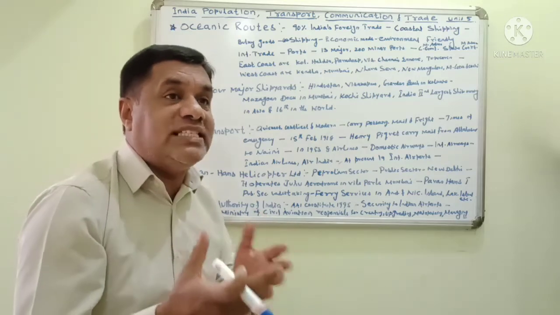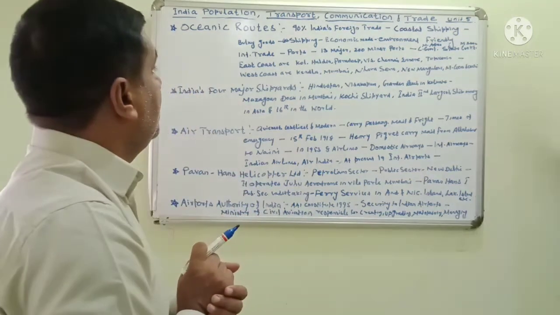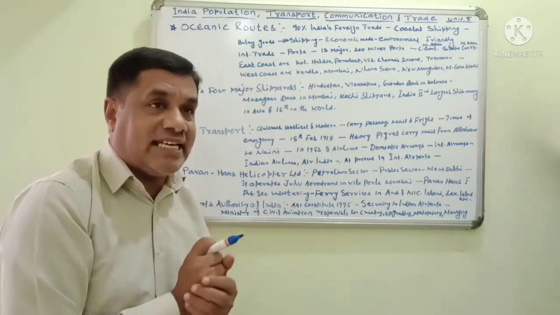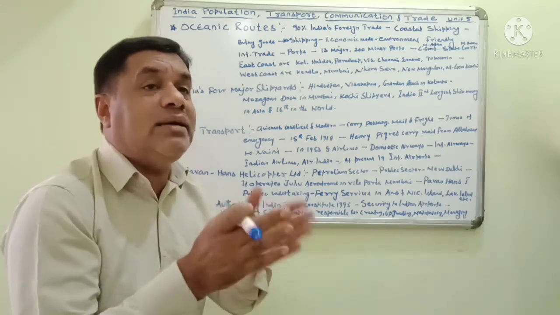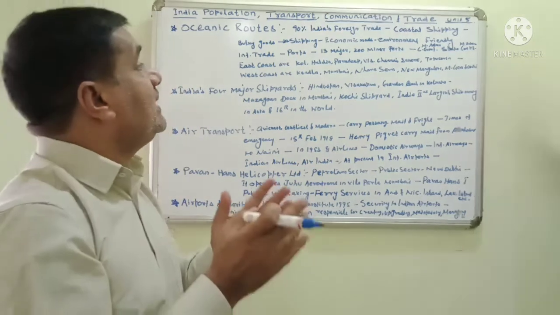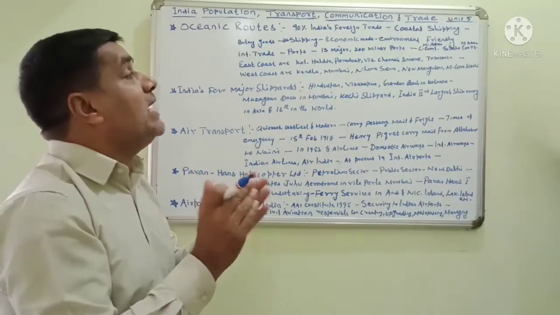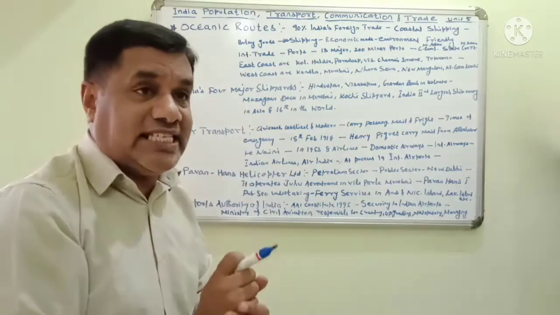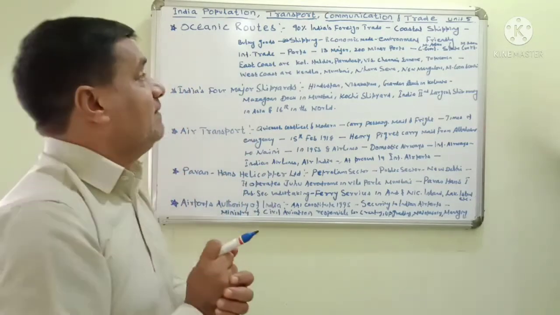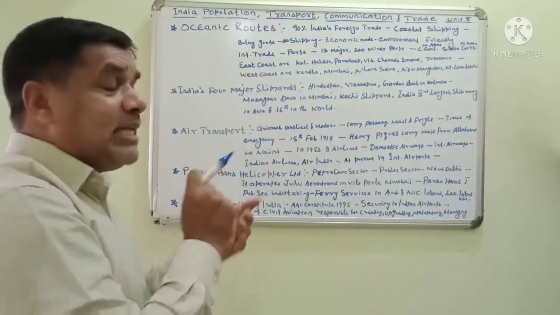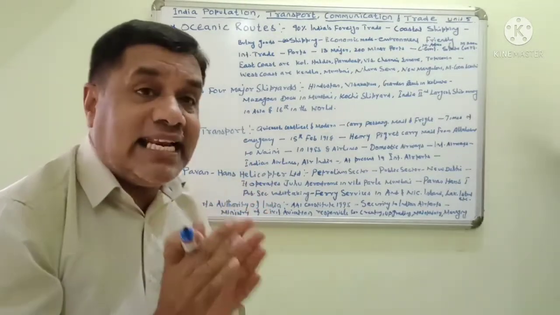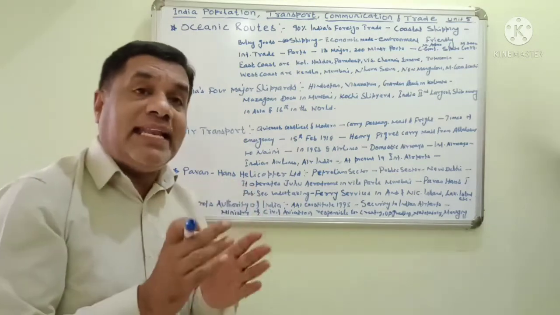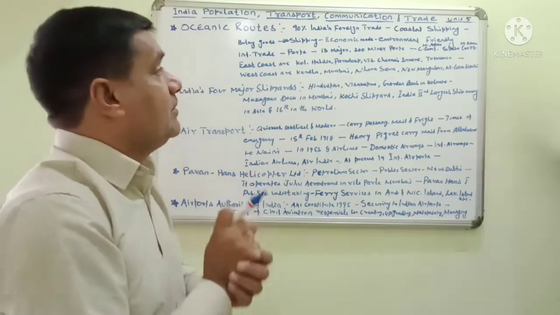The ship carries goods and services from one country to another. It connects all the ports. There are more and more ports in our country, and it connects one port to another. In India, there are 13 major ports and 200 minor ports. The major ports are administered by the central government. The minor ports are administered by the state government. Note it, students.